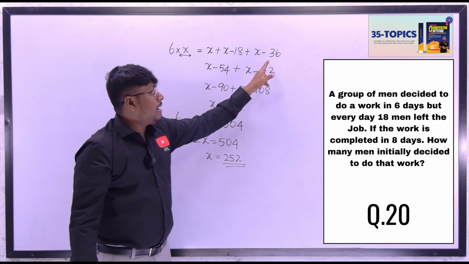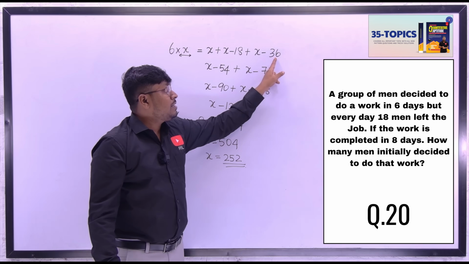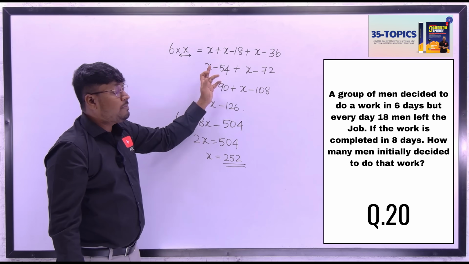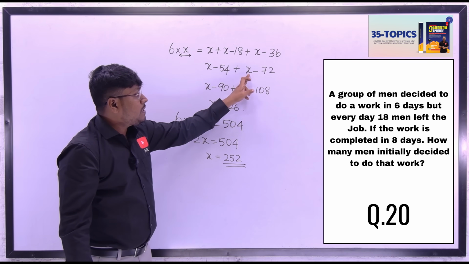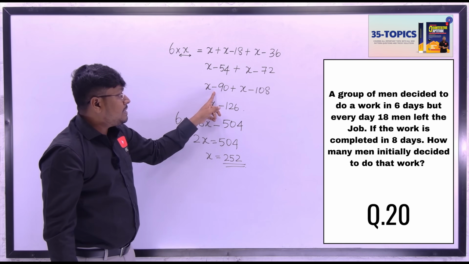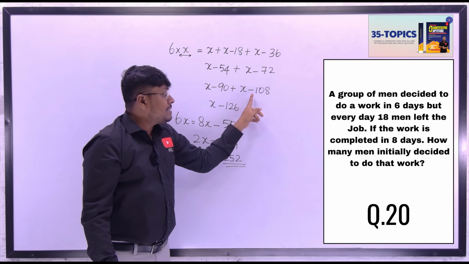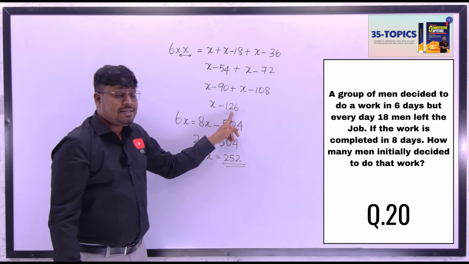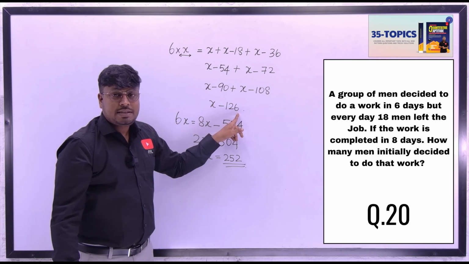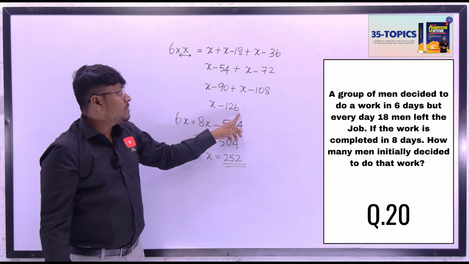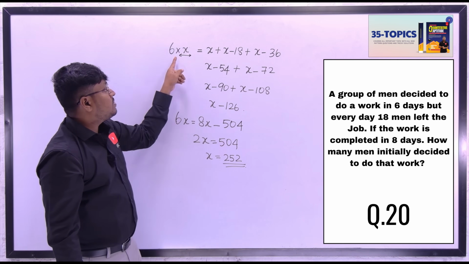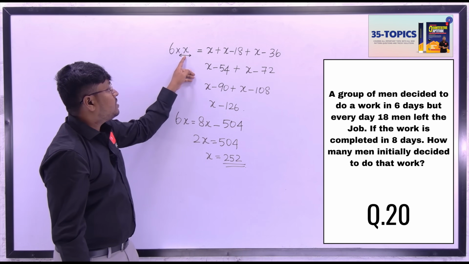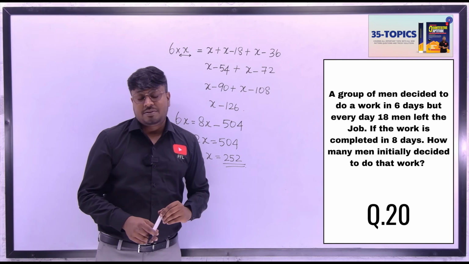So another 18 from the total, the remaining number of people will be working on the third day. On the fourth day, out of the total people, 54 people have left the work. On the fifth day, 72 people will not be there. On the sixth day, 90 people will not be there. On the seventh day, 108 people will not be there, and on the last, 8th day, 126 people will not be there, but not on the 9th, because in 8 days they completed the job. So this we have written for the total 8 days' work equals the total work. But our target in the question: how many men initially decided to work? Initially we assumed it as X, which is 252. That is the answer.